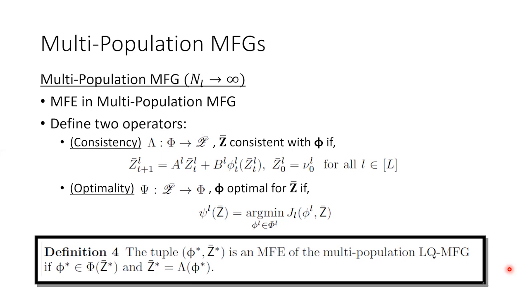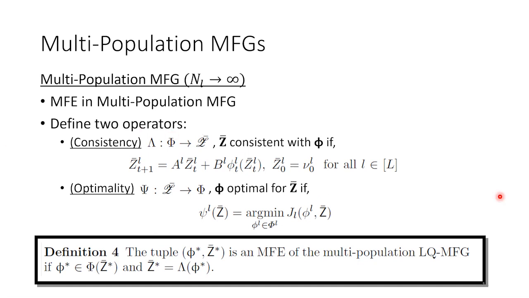Now we go back to the similar idea of mean field equilibrium for this multi-population mean field game. Again I bring up the two operators, the consistency operator and the optimality operator. The consistency operator is, given a set of controllers, one for the generic agent of each population, what is the mean field that will be generated? If all the agents were following some control law, what is the aggregate behavior generated by the set of controllers? We call this Z bar again. The bold basically tells you that this is a joint mean field, so there will be a mean field for each population. And the optimality operator is, given a joint mean field, given that you know how the average behavior is evolving, what is the optimal controller for that mean field?